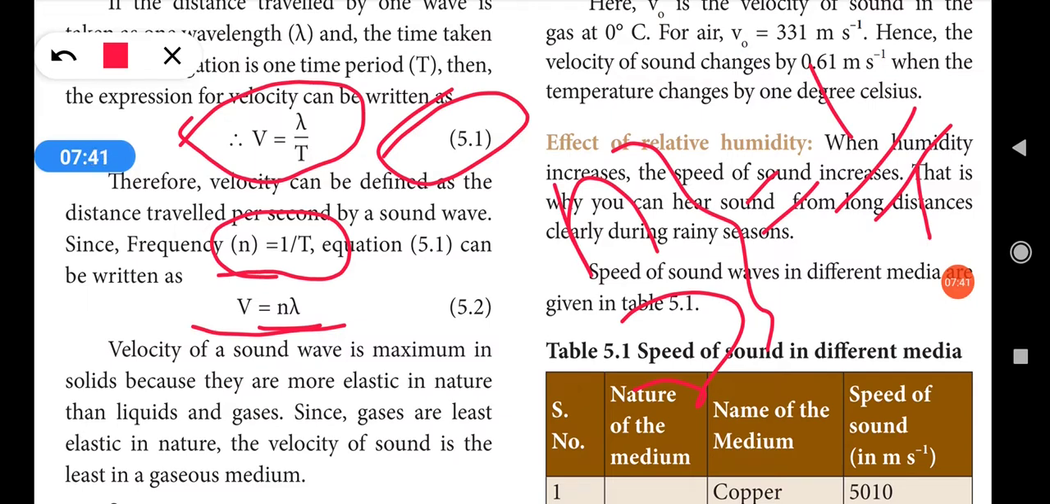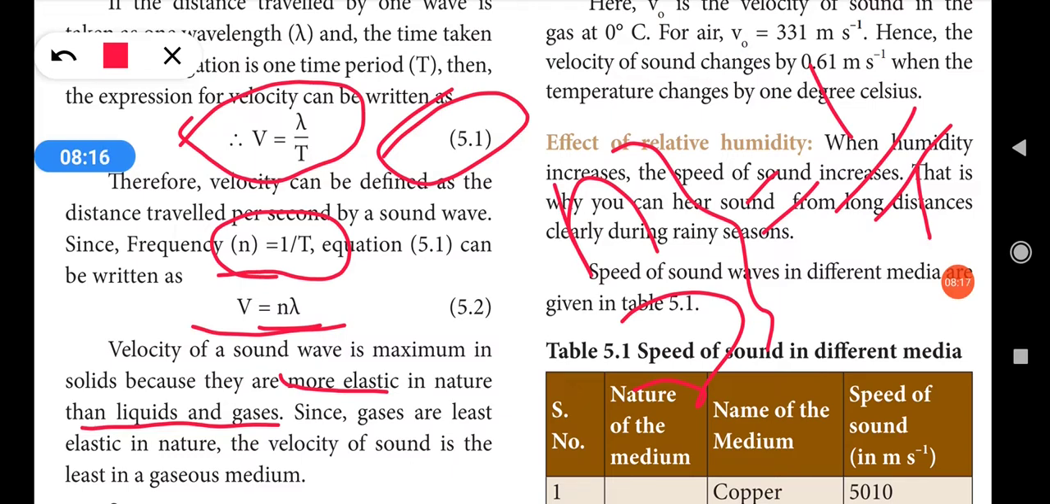So velocity of a sound wave is maximum in solids because they are more elastic in nature than liquids and gases. So which objects are more elastic? Consider the rubber band. If you pull the rubber and leave it, it will restore to its original position. Similarly, take an eraser and press it. It gets pressed, and if you leave your fingers it will return to its original shape. So that is called elastic in nature.